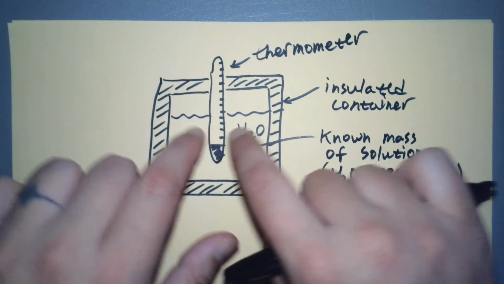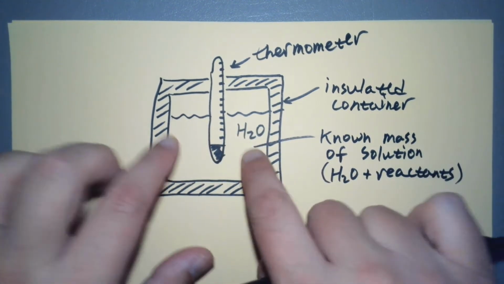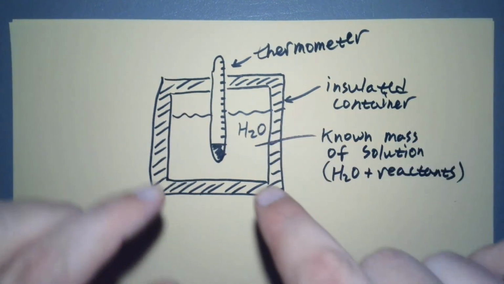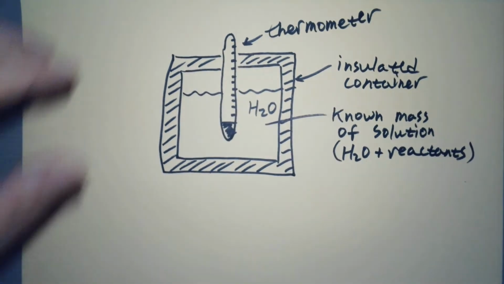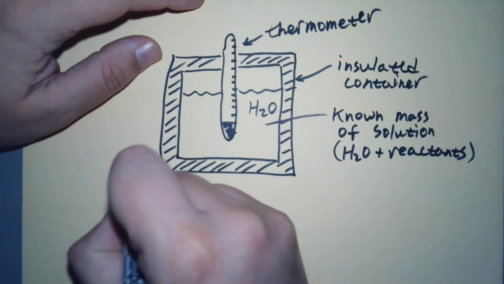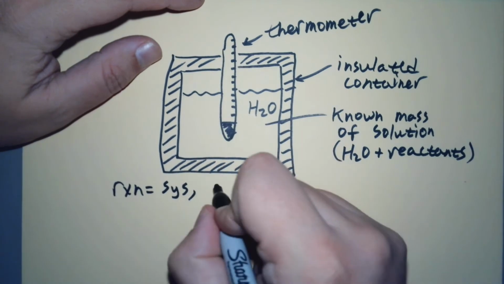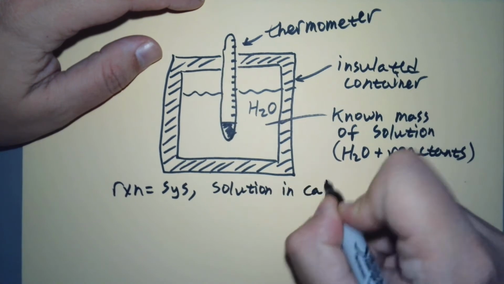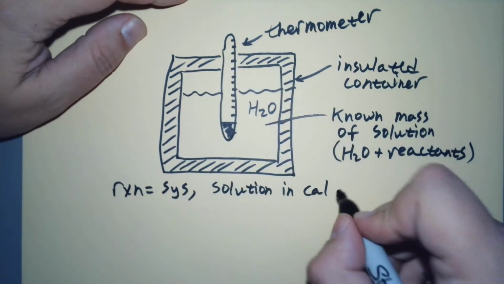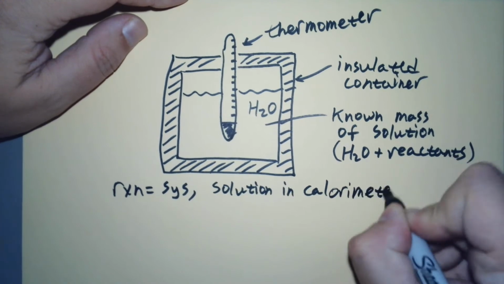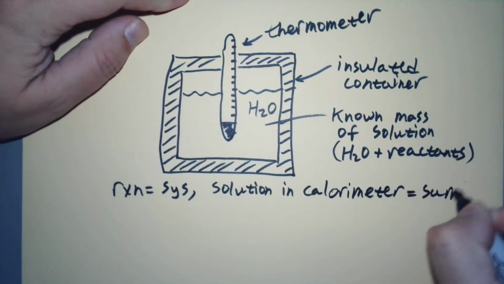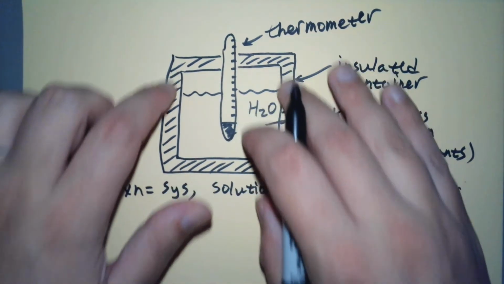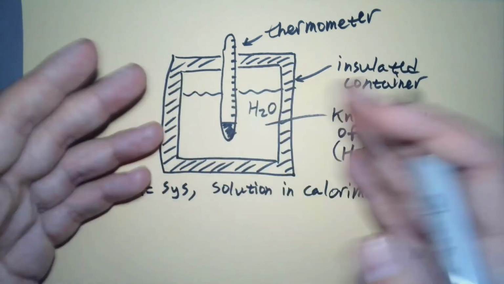So what we have are surroundings. We have immediate surroundings, but they are cut off. So it doesn't matter what's going on out here. It only matters what's happening here. So the reaction is the system. And then the solution in the calorimeter, this is a calorimeter, this whole thing, is our surroundings. It doesn't exchange heat with anything else. Now in reality, you can have better or worse insulators, so it's a better or worse calorimeter.